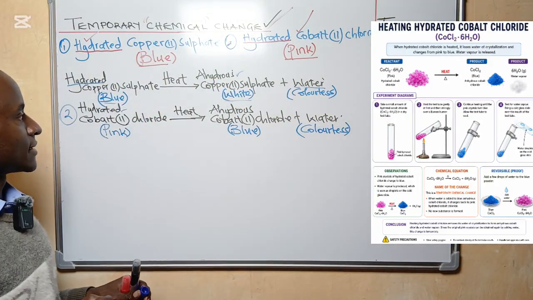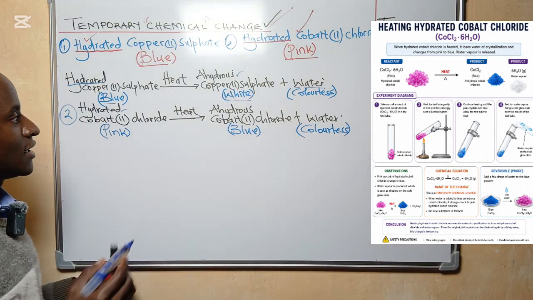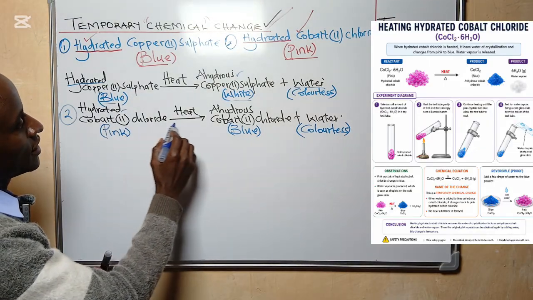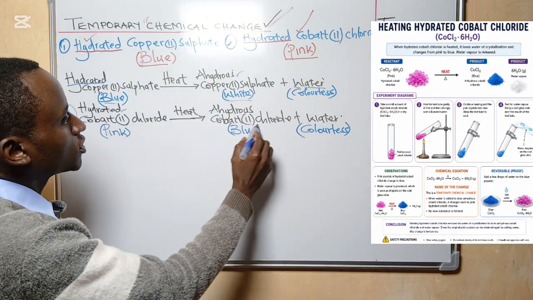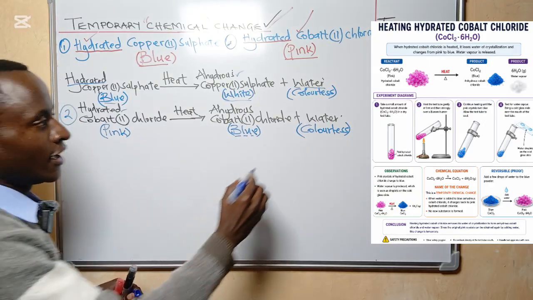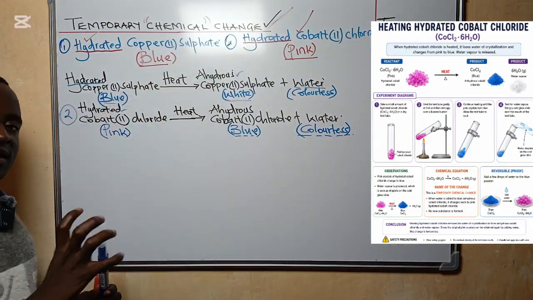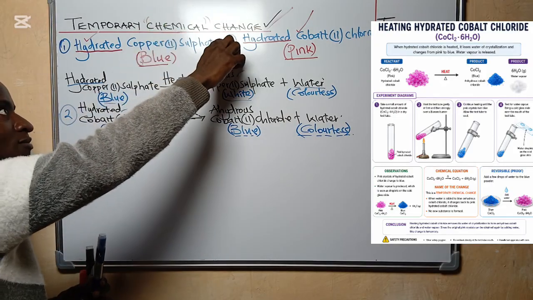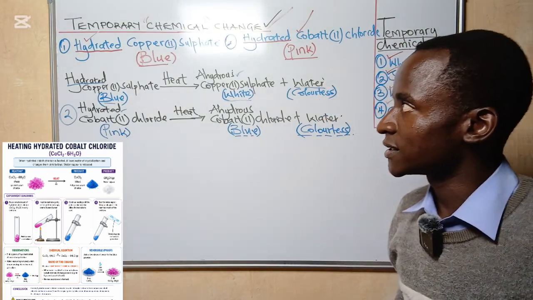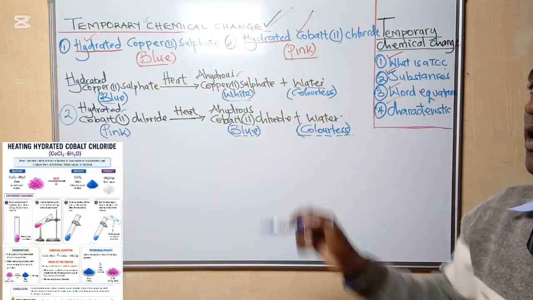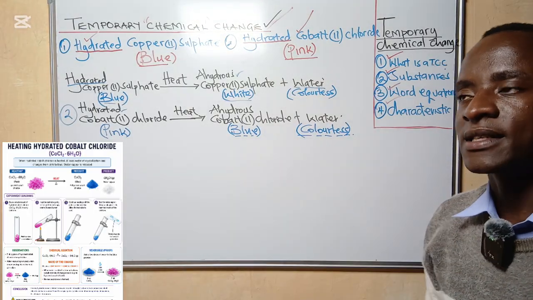Let me repeat to enhance understanding. Hydrated cobalt 2 chloride, when it's being heated, it loses water of crystallization to form anhydrous cobalt 2 chloride, which is blue in color, and the colorless liquid. Right? Now, these are the two substances we are using to demonstrate a temporary chemical change. Now, let me stand this side and repeat this. A temporary chemical change is a type of change that interferes with the chemical composition of a substance.